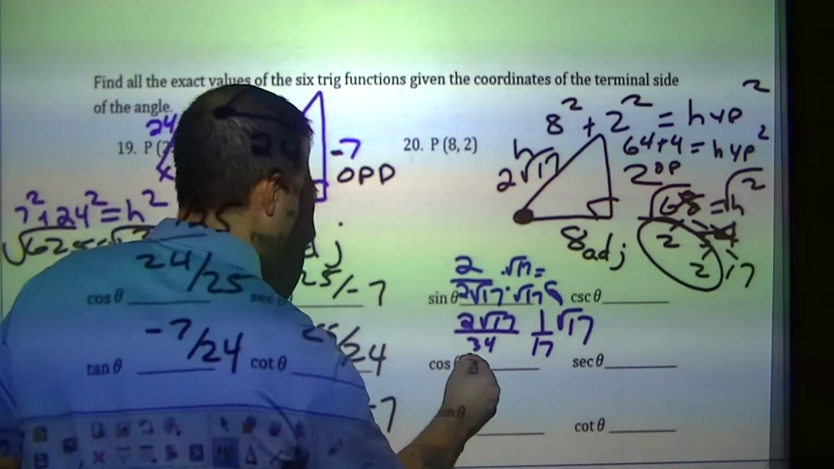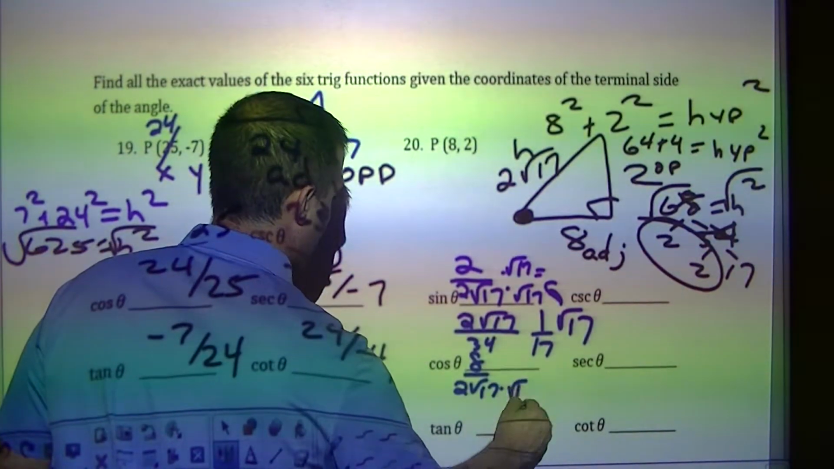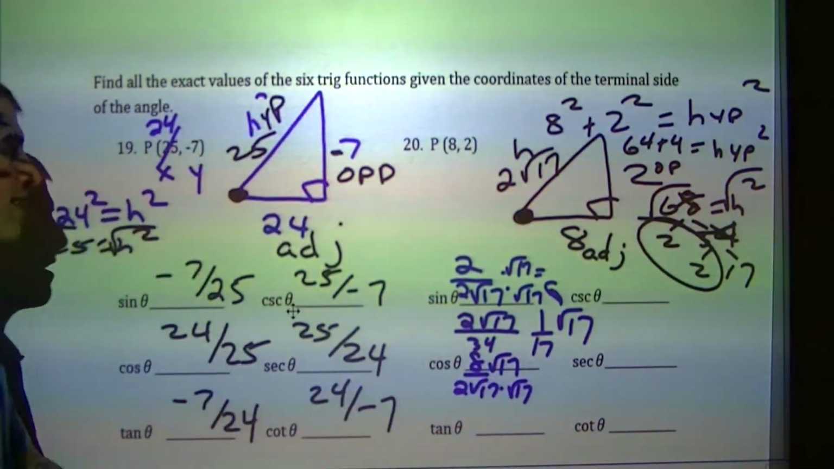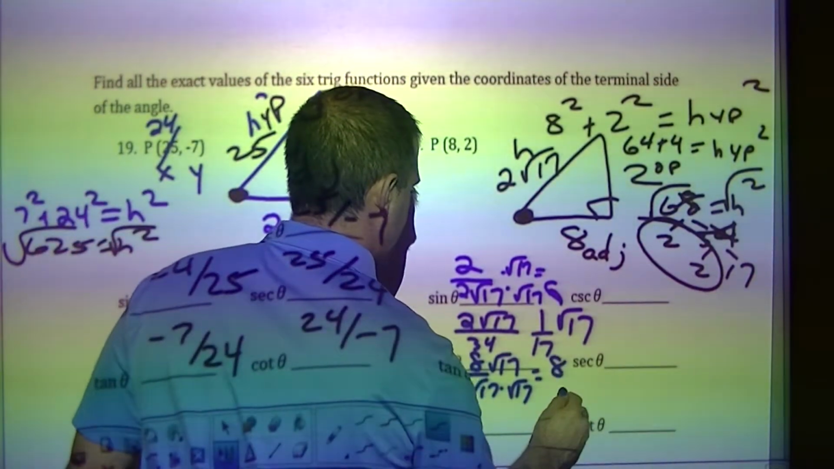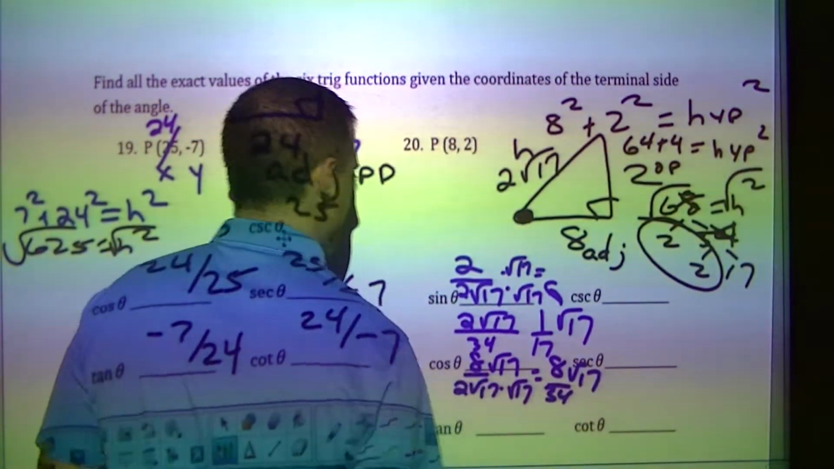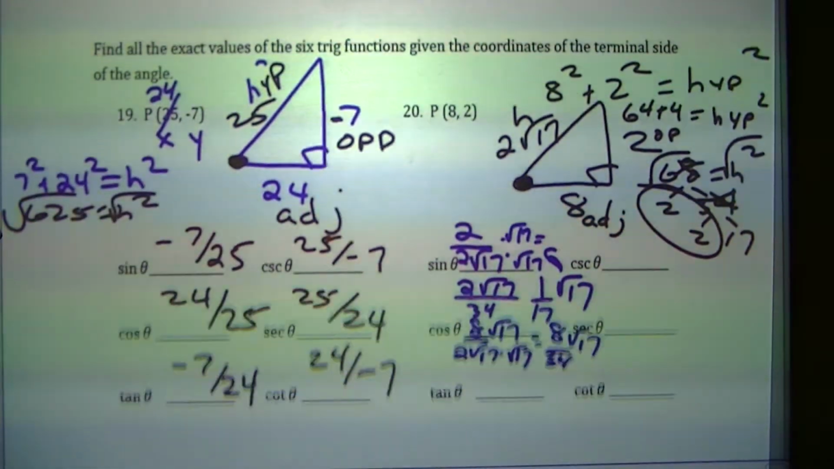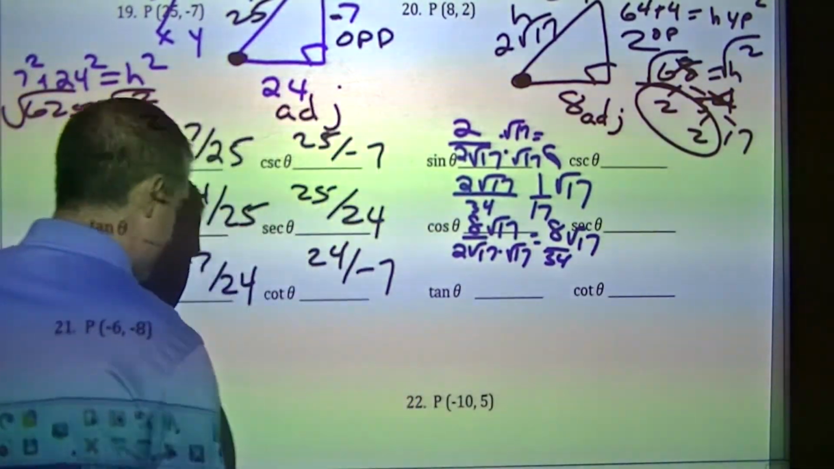Cosine, 8 over 2 square root of 17. Once again, it's going to be the same thing. From a shortcut standpoint, you know this is already going to be 34, so I got 8 over 34 with the square root of 17. I didn't get much room here to do this. So what's going to happen there is I'm going to divide 8 by 34.